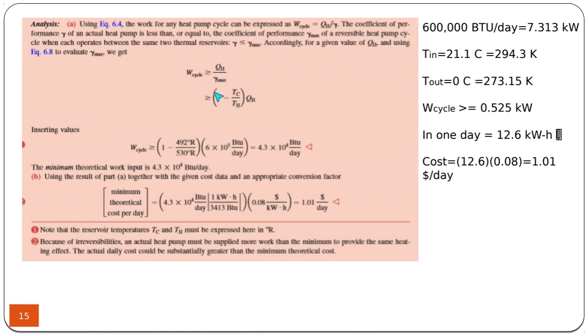So the work addition in an actual system is greater than the work addition in a Carnot system because of the irreversibilities. You can write the gamma max in terms of the temperatures, and by calculating the necessary compressor work, we find that the compressor work is 0.52 kilowatts. It should be greater than 0.52 kilowatts. It's equal to 0.52 for a reversible system, but it's greater than this value for an actual system.